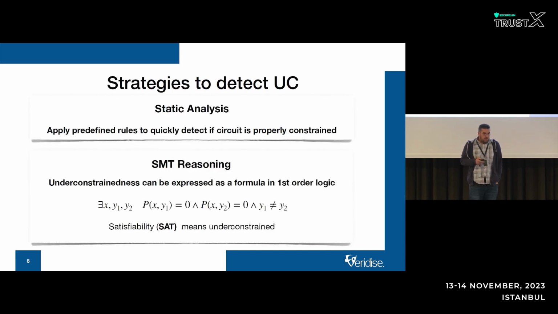Okay, so there are various strategies to detect under-constrained circuits. Static analysis is one of them. You just apply some predefined rules to quickly detect if the circuit is properly constrained. At Veridice, we use a whole hierarchy of tools, from very simple ones to very sophisticated ones, including fuzzing, static analysis, formal verification, and so on. Static analysis is somewhere in the middle, but today I want to talk about SMT reasoning, where you really can prove things. So you get some soundness really out of it.